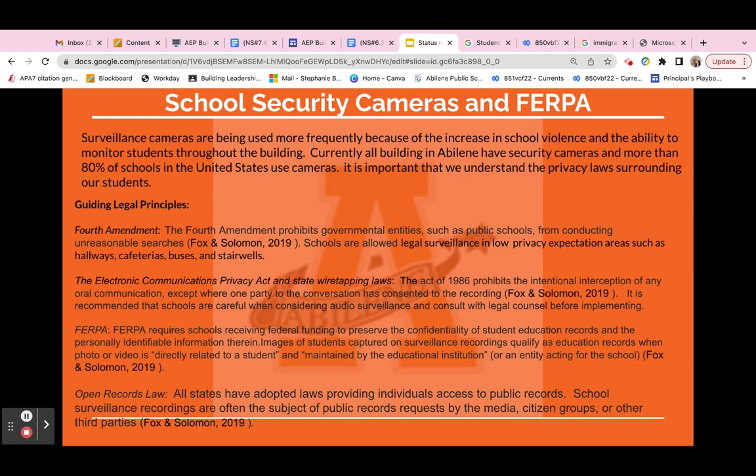And finally, the Open Records Law. All states have adopted laws providing individuals access to public records. School surveillance recordings are often the subject of public records requests by the media, citizen groups, or other third parties.